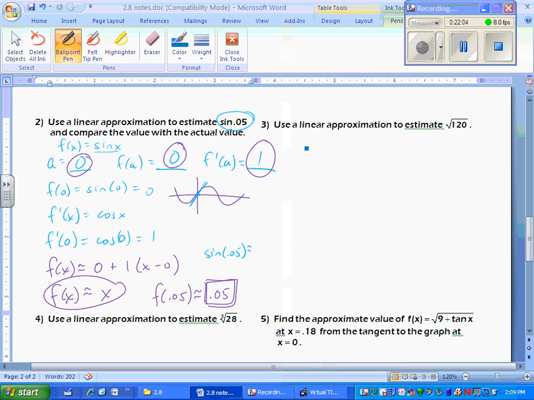Number 3, again, we're not given our function. What are we looking at here? We are trying to estimate square root of 120. So what do you think f of x should be? Square root of x. Good. All right, so we need that function. We also need to know what's a, what's f of a, what's the derivative of f of a.